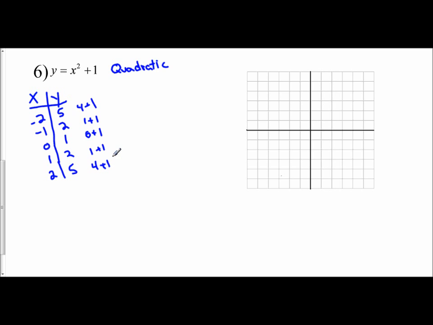And so now I'm going to plot these points at -2, 5, at -1, 2, at 0, 1, 1, 2, and 2, 5. And this, if we were to graph it, will be graphed with a curve. It'll be a U-shaped curve because it is quadratic. So now we need to figure out our domain and our range.